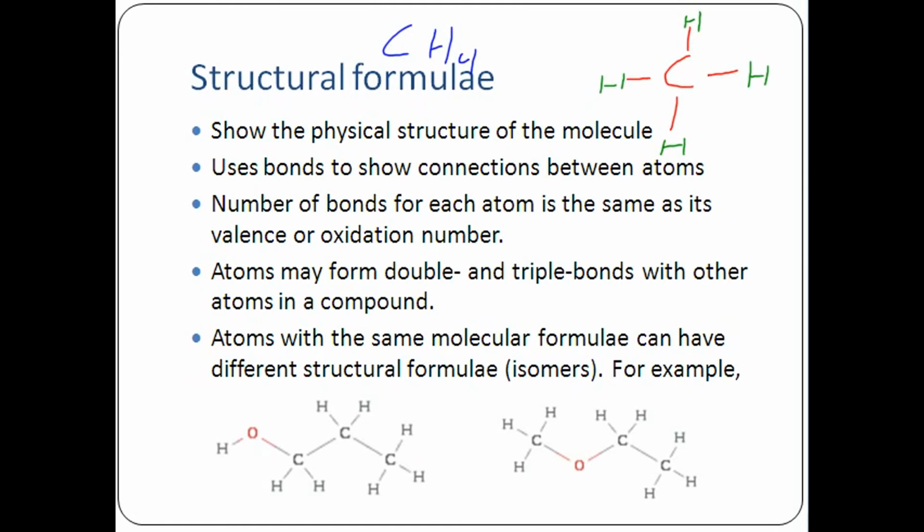Now the next one. Atoms may form double or triple bonds with other atoms in a compound. Instead of just having 1 bond from an atom to another atom, it is possible to have 2 bonds. This is called a double bond. Double bonds are much stronger than normal single bonds. They typically result in the atoms being closer to one another. Basically what's happening is that they are sharing 2 sets of electrons rather than just 1. And so a double bond is typically drawn by showing 2 lines rather than 1.